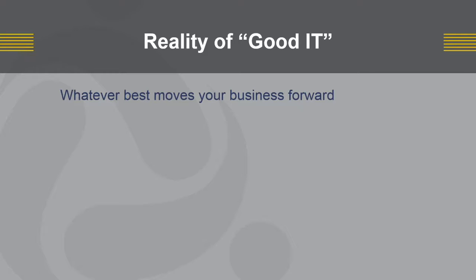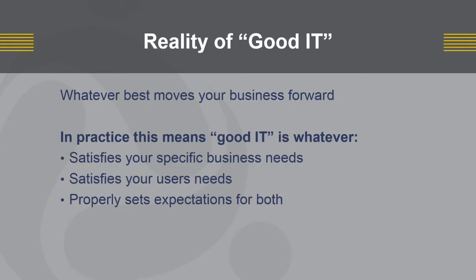We're going to do specific work within the strategic plan that's going to deliver that. In practice, this generally means three things. Good IT generally means that you're satisfying the specific needs of the business. We'll talk about how we do that, and that's going to touch on our strategic plan. We're also going to talk about how we satisfy user needs. Okay, and critically important is to set expectations for both.